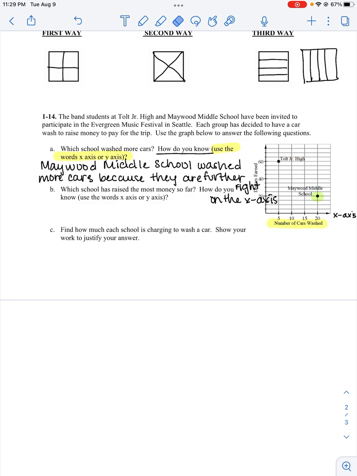Okay. Part B, which school has raised the most money so far, and how do you know? Use the words X or Y axis. Well, dollars earned goes up and down. So I'm going to look at my Y axis, which is the one that goes up and down. I'm going to look at the school that is closest to the top of my graph, which is Tolt Junior High. For Part B, Tolt Junior High raised the most money.